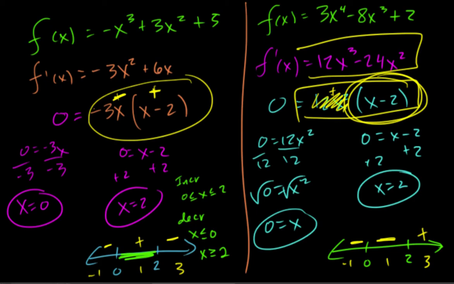So, increasing is going to be when x is greater than or equal to 2. And decreasing is when x is less than or equal to 2.